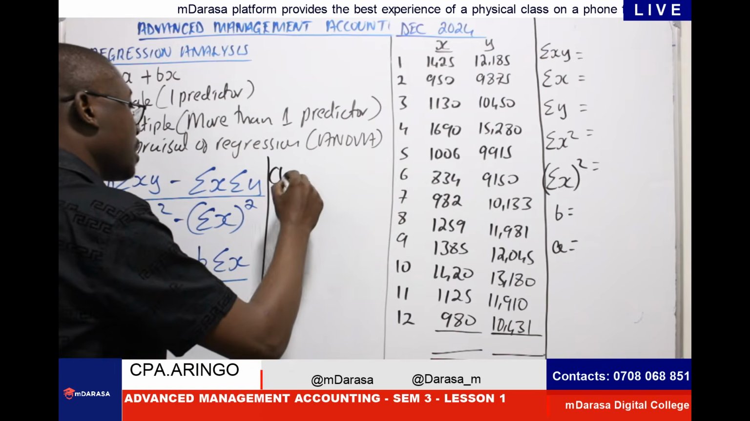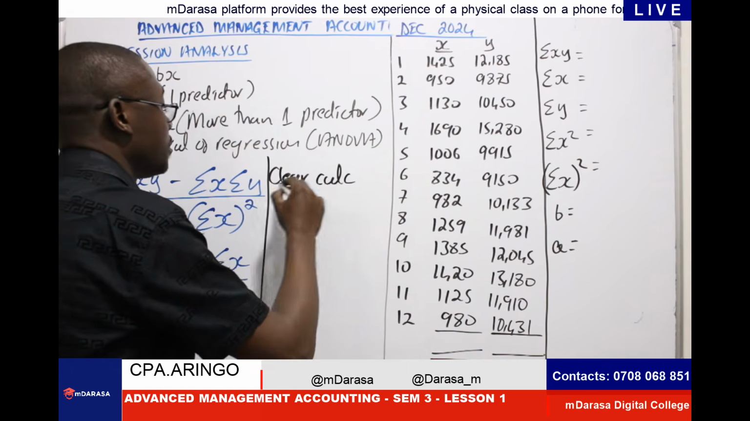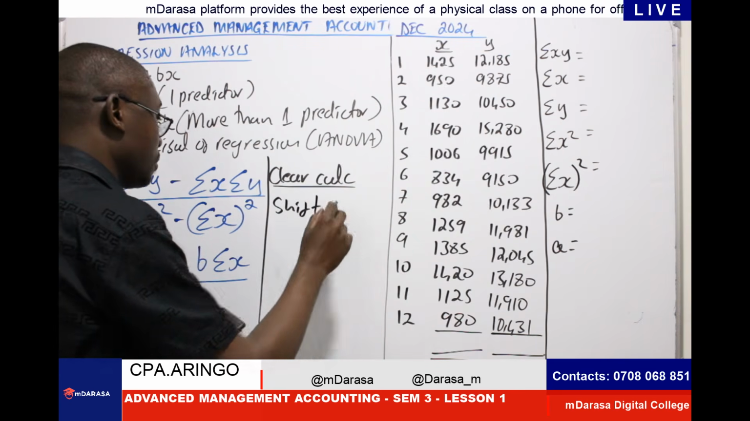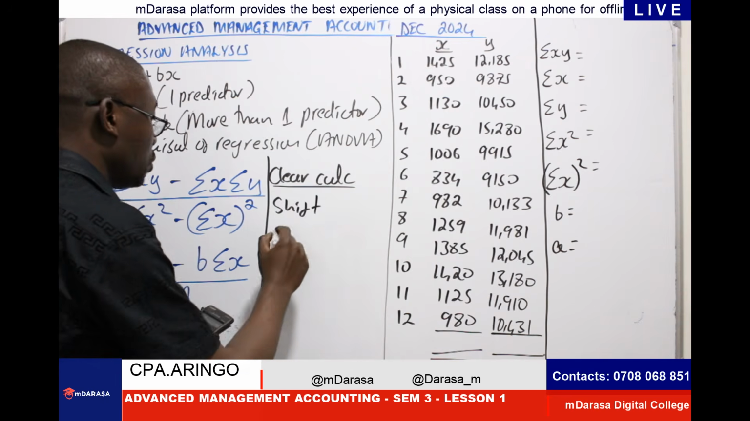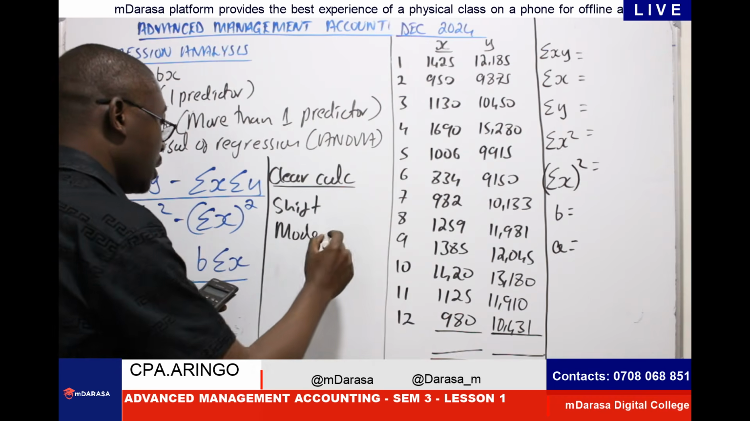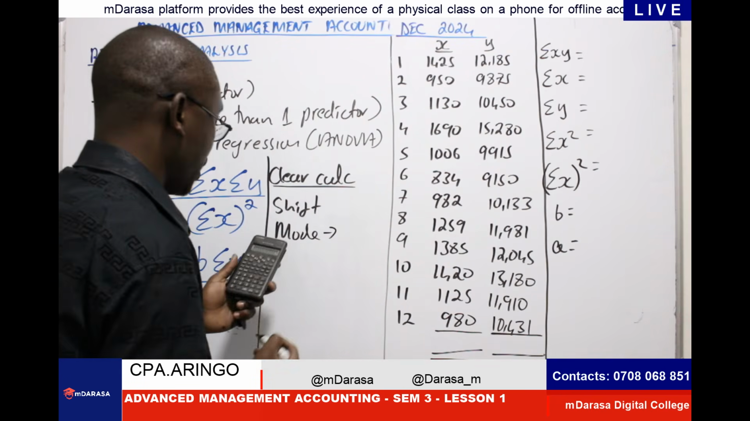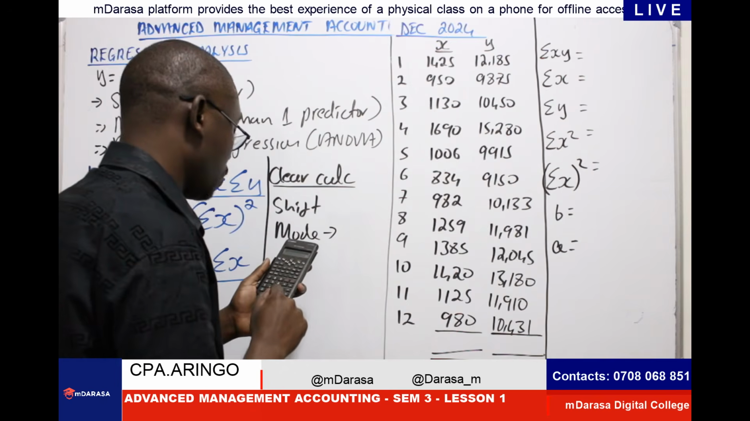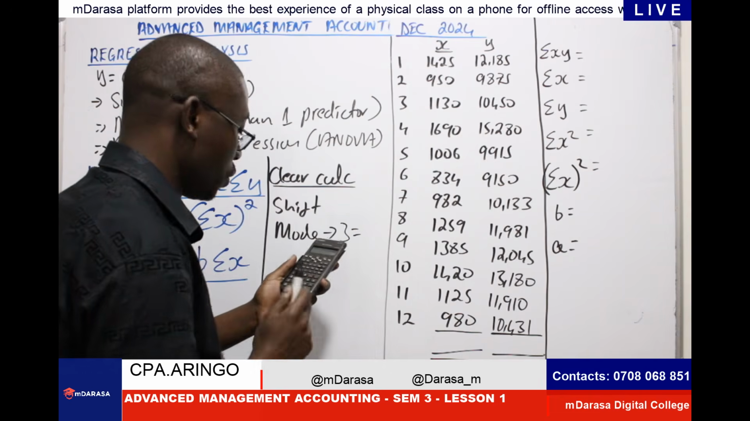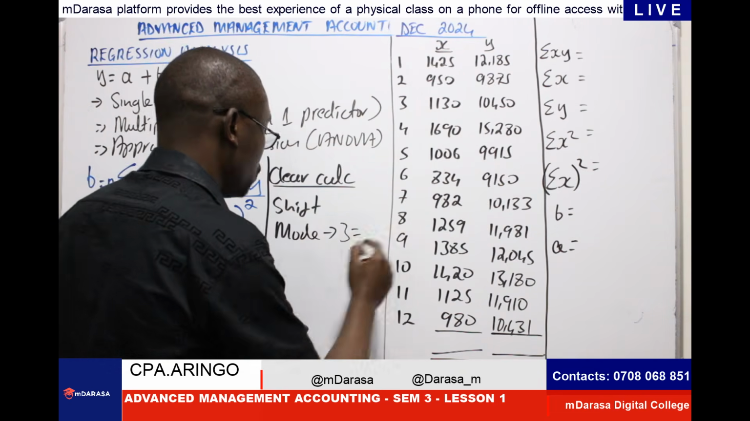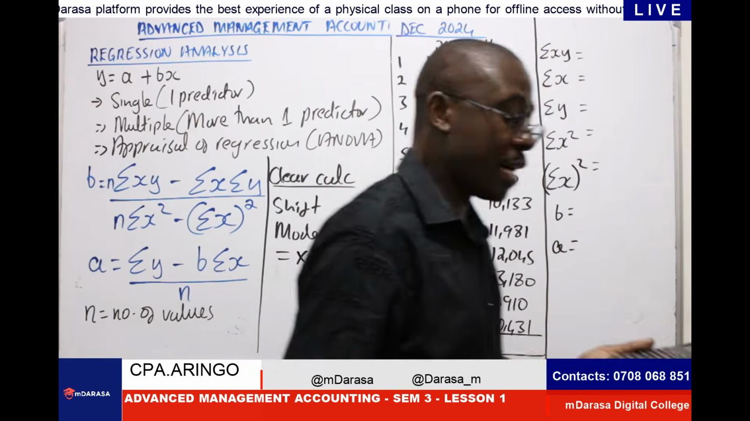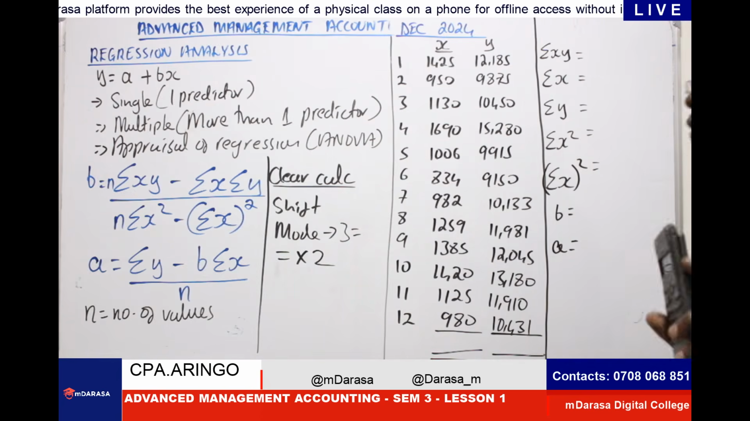Clear calc to clear your calculator. Step 1, you click shift. Step 2, you click mode. Step 3, you click in your calc where you can see all; you click that number, on mine it is indicating 3. Then you click, of course, equal sign, times 2. You click equal sign, times 2. So what you've done, that is the first step. You have cleared your calc.